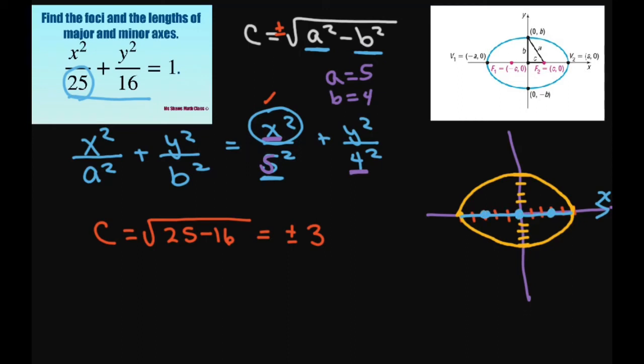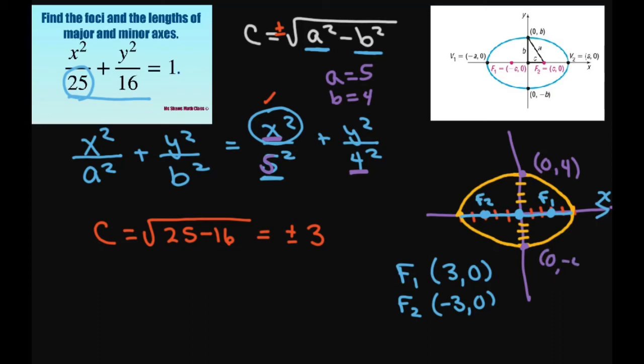So that means that this is your origin. Your first focus is going to be on the x-axis, 3, 0. I'll call this focus 1. And the second focus is going to be negative 3, 0. I'll call this focus number 2. And we can go ahead and label our vertices here. This we went up 4, so this is going to be 0, 4. This one is 0, negative 4. And then for these two points on the major axis, because it's the longest one, we went out 5. So this is negative 5, 0. And this one's going to be 5, 0.